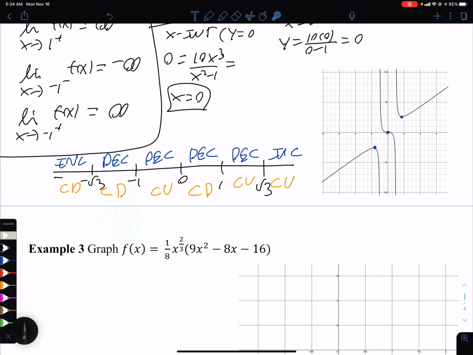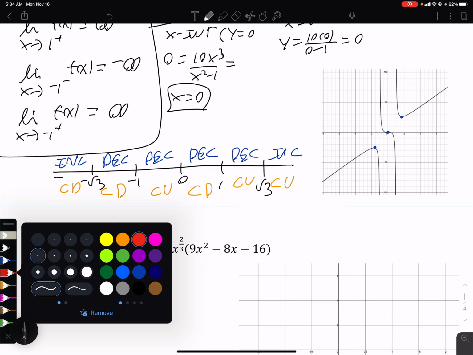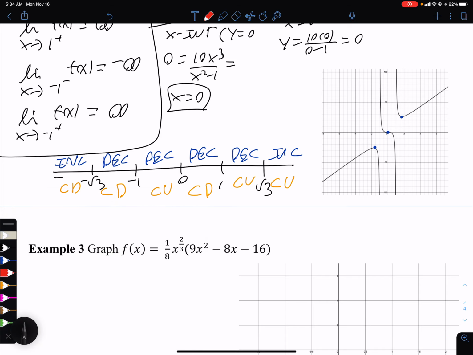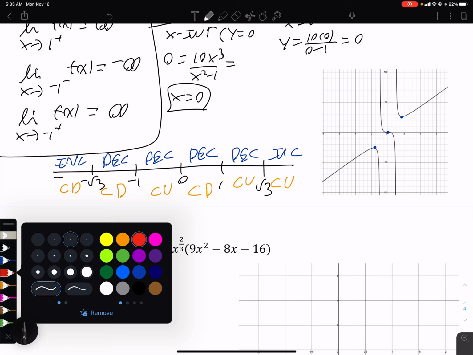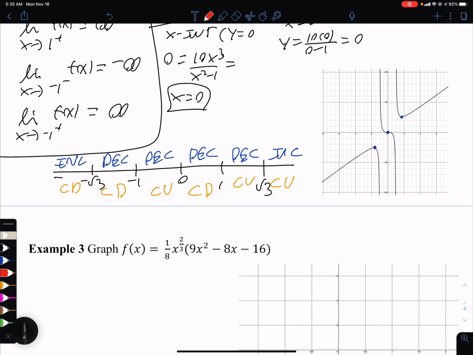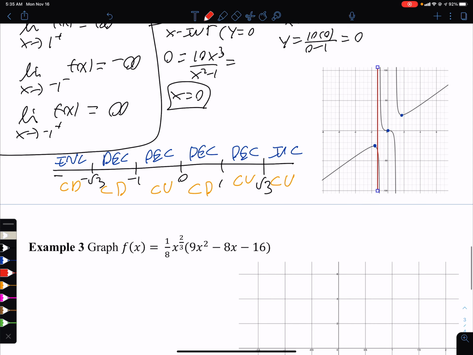Oh, the vertical asymptotes. Wow. I don't know if I'm going to be able to do this. It's a vertical asymptote right around here. Can you even see that? I don't think we can even see that. Let me see if I can move that over and make it dashed. I think I can make it dashed.